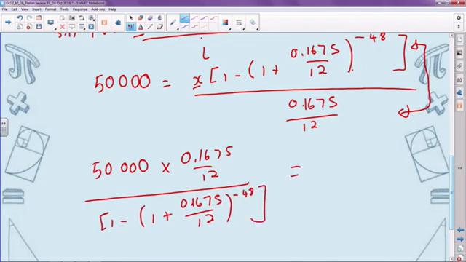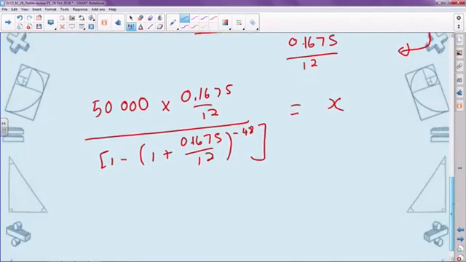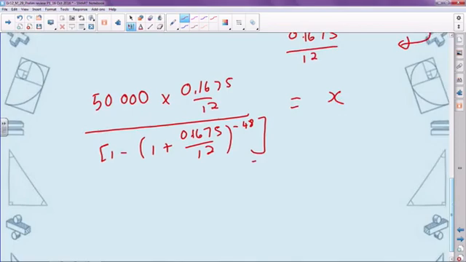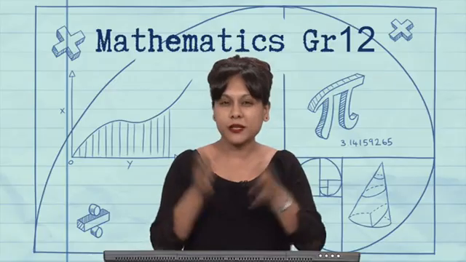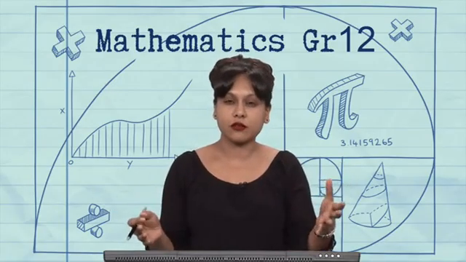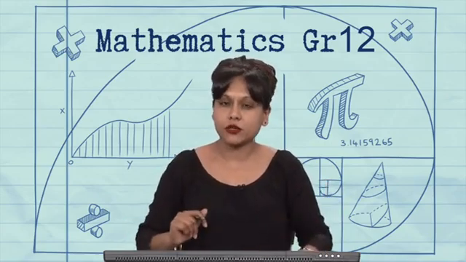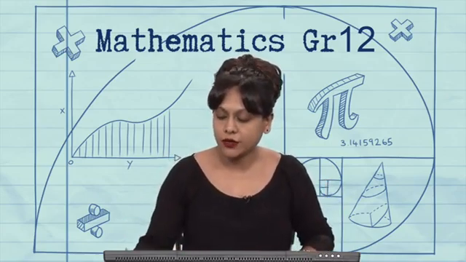Do this calculation and see what you come out with. As I said, I'm not focusing on the calculator work. You should get the following answer: X is equal to 1,436 Rand and 29 cents. So that's the value of our monthly payments. This is really a straightforward application of your present value formula, and if you've been practicing your finance throughout this year, you wouldn't have found this one too difficult. Let's have a look at the next one.